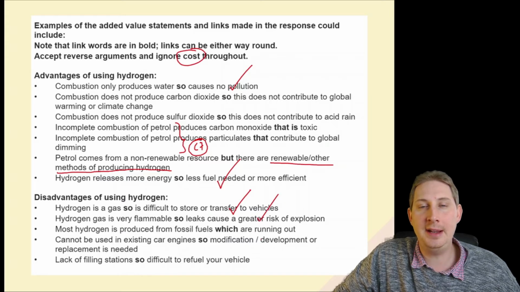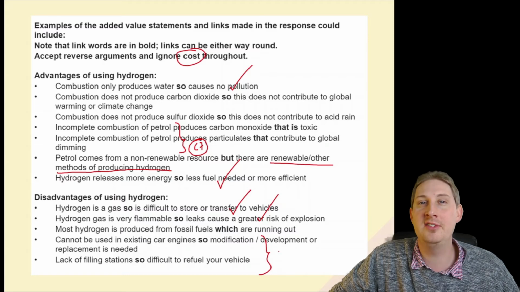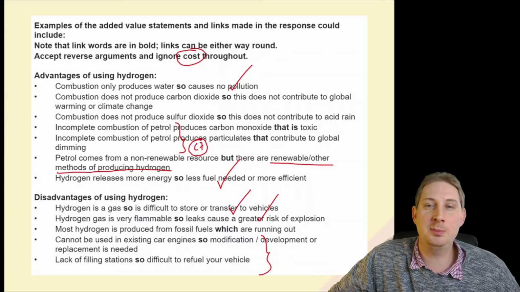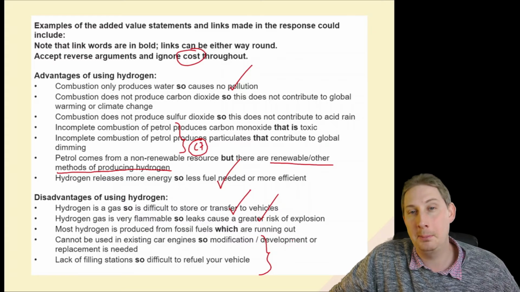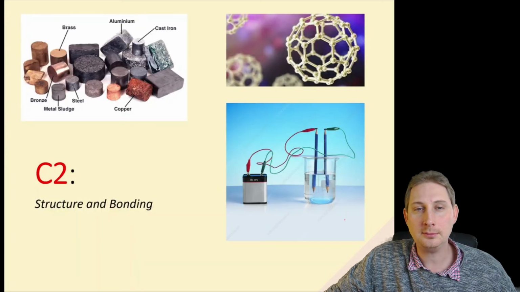And going completely into your own knowledge here, you could talk about the fact that hydrogen won't run in existing car engines, so everybody would either need to buy a new car or all engines would have to be modified. And you could talk about the fact that very, very few filling stations actually have hydrogen, so it would be difficult to refuel your vehicle. Now I suspect you may have got 3 or 4 points there, but it would be interesting to see how your ideas compared to the answers here on this question.